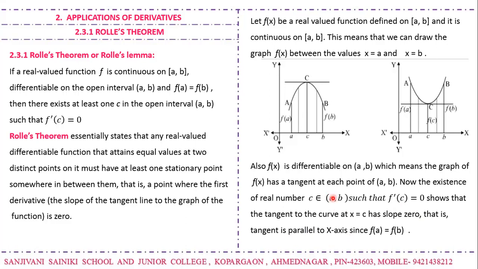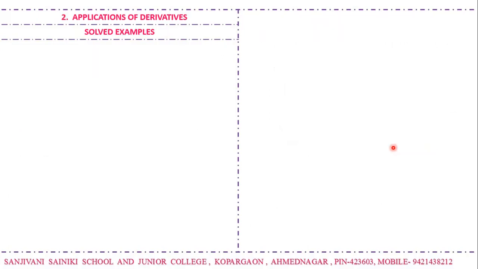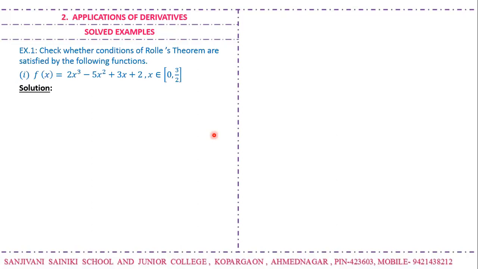Just now I told you that there exists a point at which, if you draw the tangent to the given curve, the tangent will be parallel to the x-axis. This is Rolle's theorem. Now let us see some solved examples based on this Rolle's theorem.